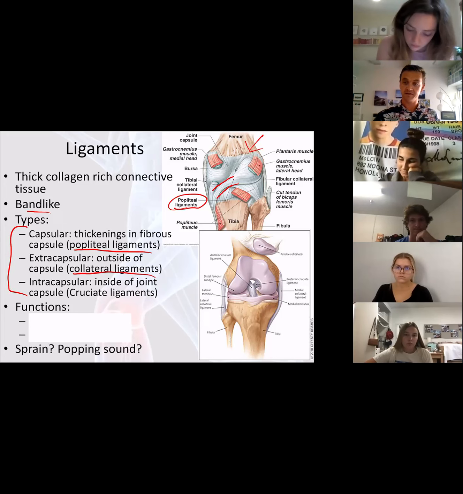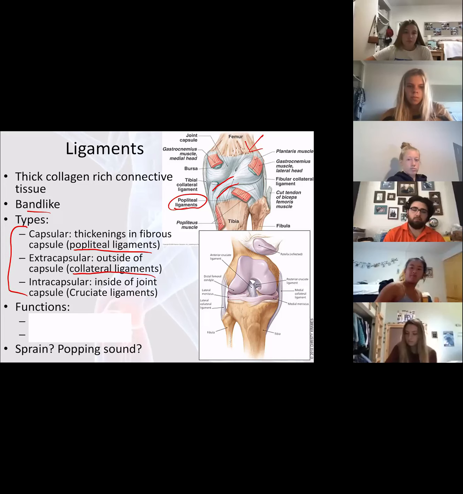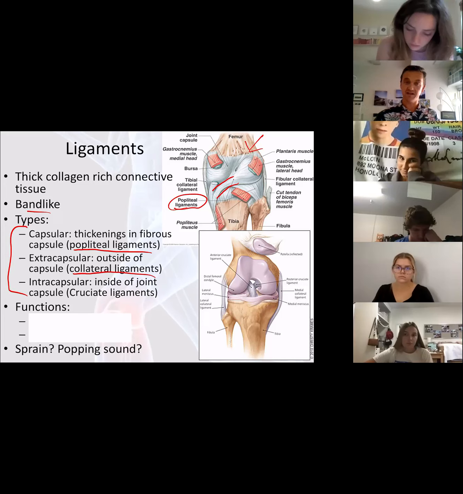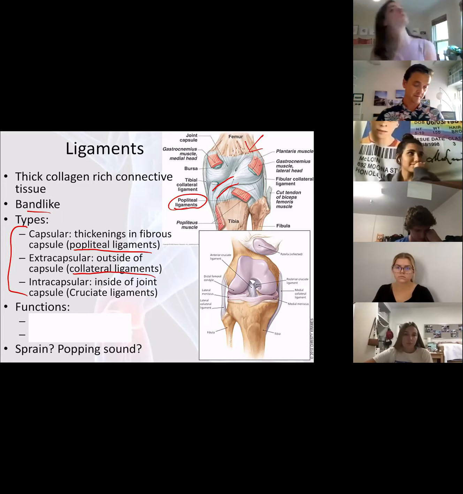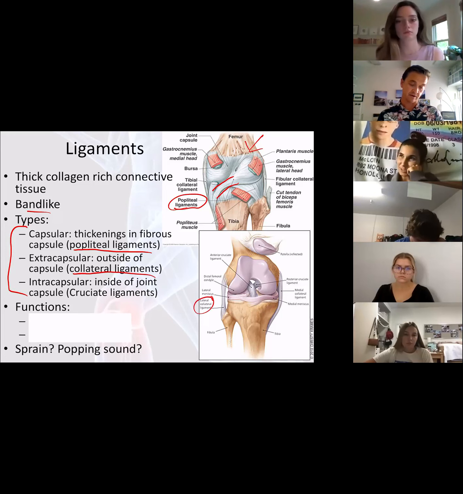You got one there at least. Yeah, it's a somewhat common sprain to have in the knee. Okay, those are right here. So lateral collateral and medial collateral.